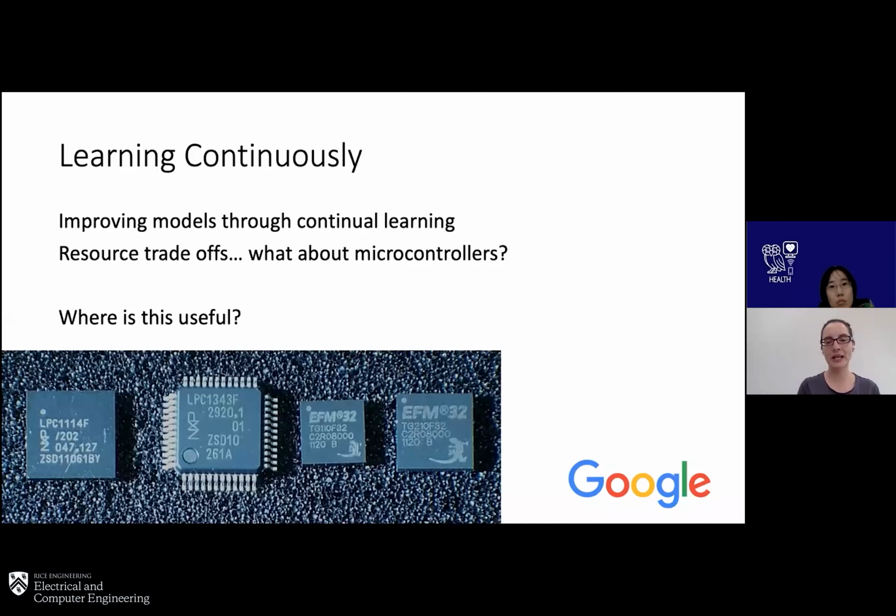This is a project we have with Google, where we try to bring this forward into the idea of continually updating a model to become more specific to a user, or specific to the change that is happening to that user. And we look at resource trade-offs, and at this from the perspective of that aspect of the system.